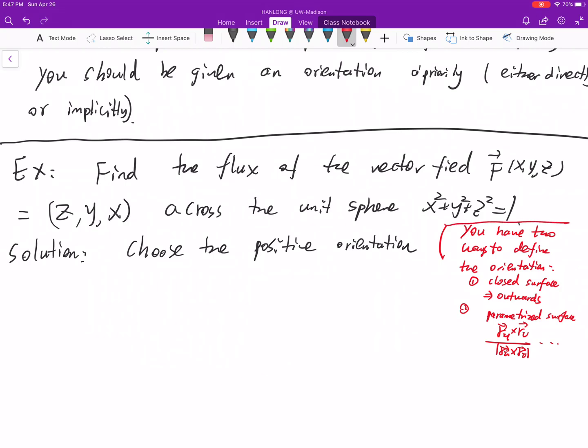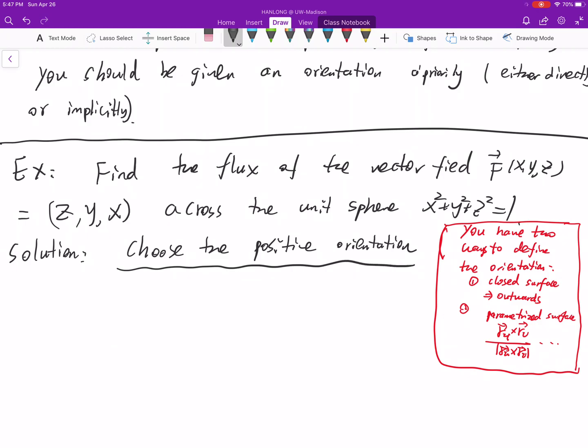Okay. But as soon as you choose this one, then you should obey it. This orientation is clear. What does that mean? No matter what orientation you choose, if it is in the different orientation, you need to flip it.